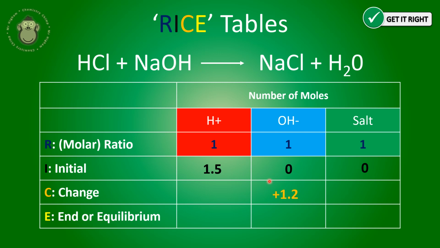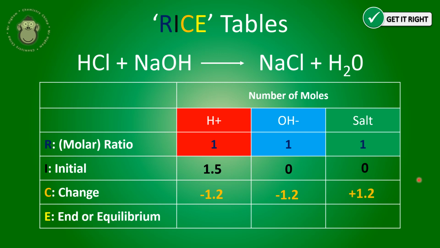Here I've said that we're going to add 1.2 moles of the sodium hydroxide. As soon as we add 1.2 moles of sodium hydroxide, that will react with the acid and neutralize 1.2 moles of the H+ ions, because it's a 1 to 1 ratio. But when it does that, obviously there will be no moles of OH- ions left. The hydroxide ions have all gone, they've all been used up. So that's nice and easy.